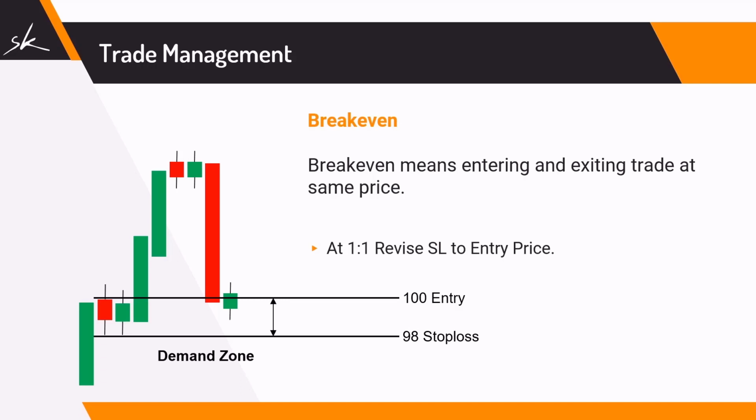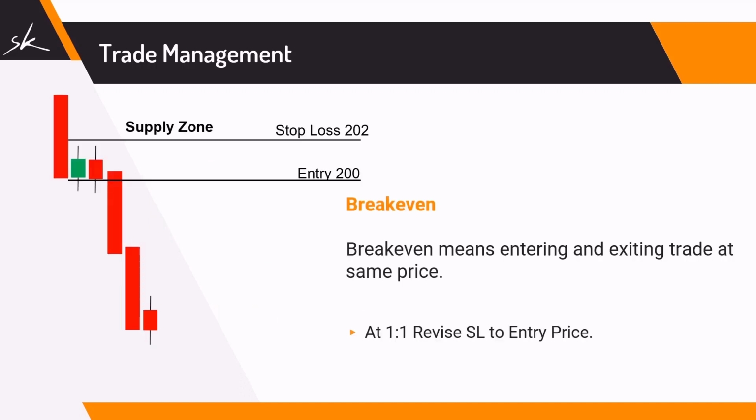Once the price moves the same amount in our favor, we will be at 1:1, which means our profit is equal to our risk. At this time, we will revise our stop loss order, which was at 98, to our entry price 100. If the price keeps moving up, we can achieve our target, but in case the price starts moving down, we will be exiting the trade with no profit, no loss, and this is called a break-even trade.